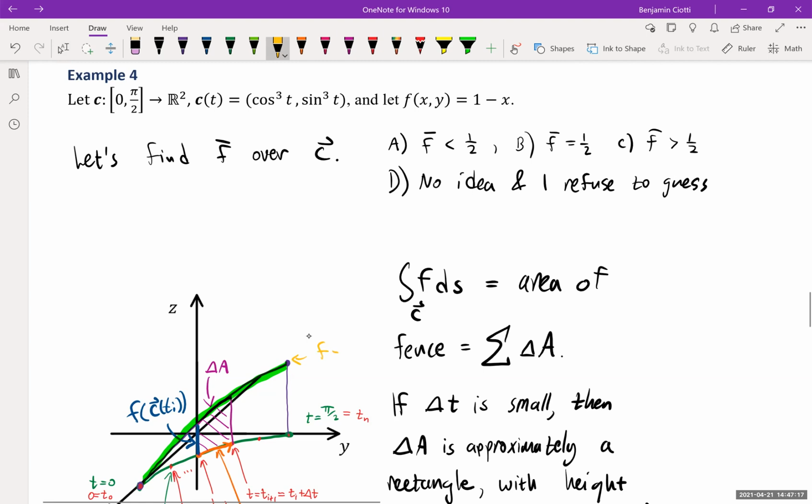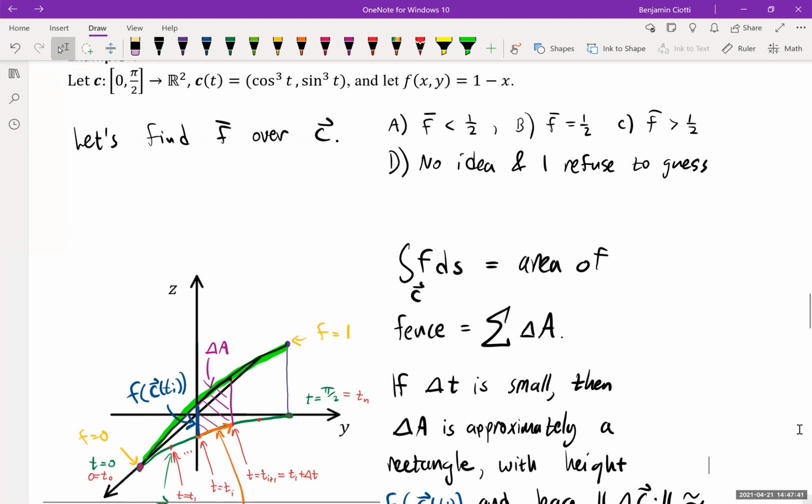At this point, f is 1. At this point, f is 0. So it's somewhere between 0 and 1. Does it spend more time closer to 1 or more time closer to 0? Okay, about 10% said less, 33 said equal, 7 said more.